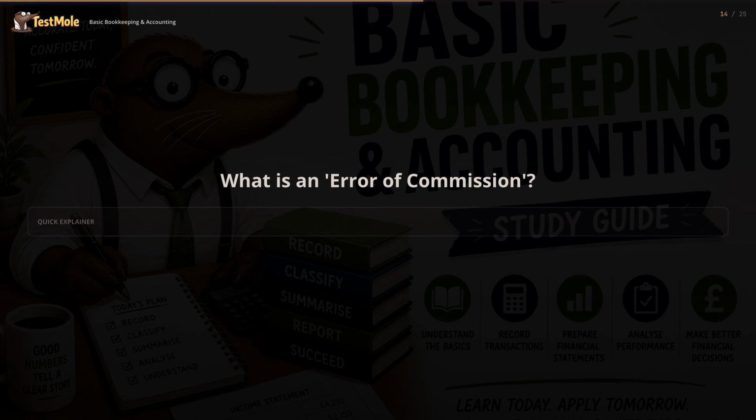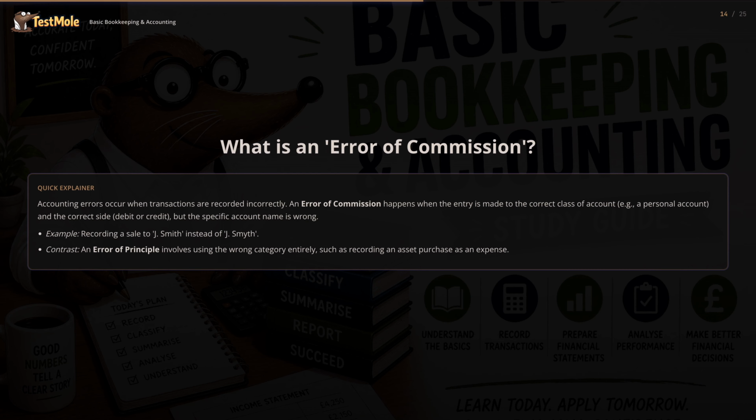What is an error of commission? Accounting errors occur when transactions are recorded incorrectly. An error of commission happens when the entry is made to the correct class of account, e.g., a personal account, and the correct side, debit or credit, but the specific account name is wrong. Example, recording a sale to J. Smith instead of J. Smyth. Contrast, an error of principle involves using the wrong category entirely, such as recording an asset purchase as an expense.